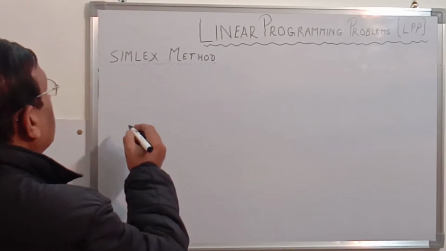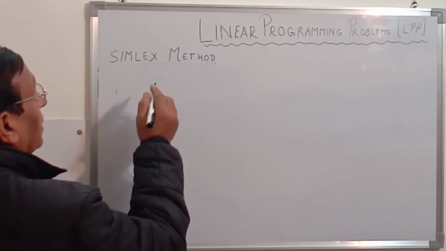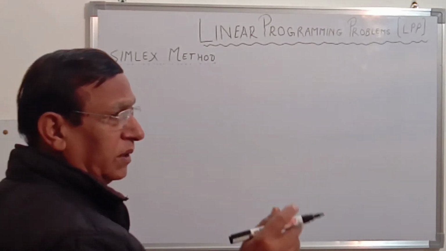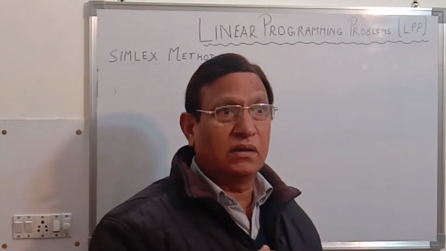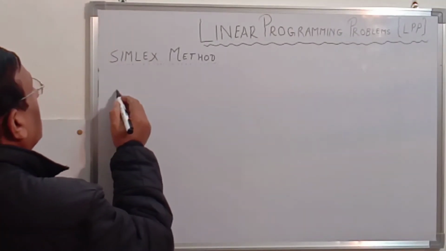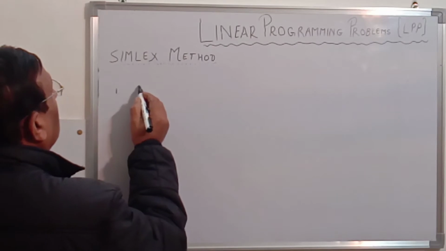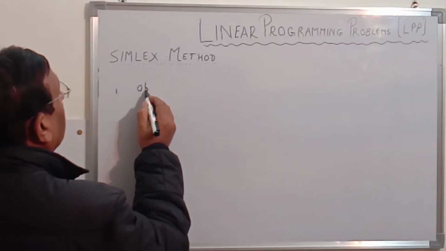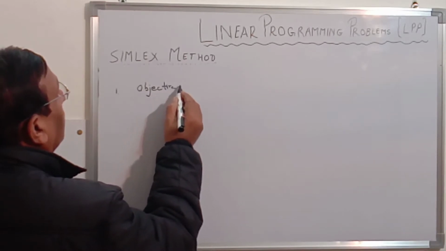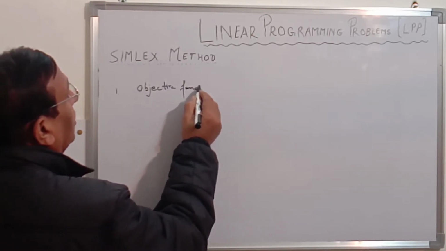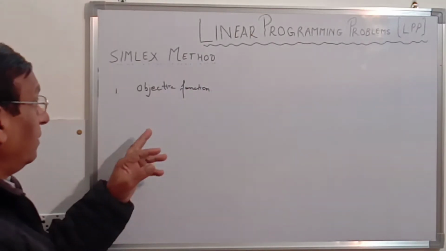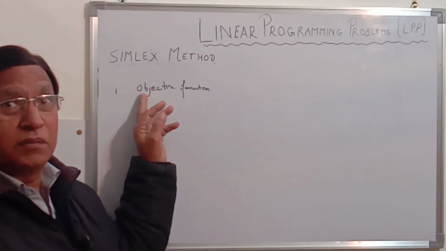So the first point is, in a linear programming problem, sometimes a statement is given and sometimes equations are given. Basically, the first point which we are to remember is to check the objective function. Here the objective is very important.